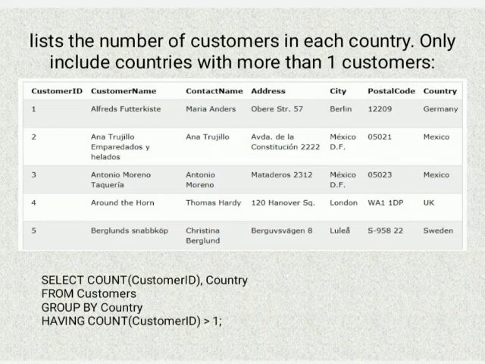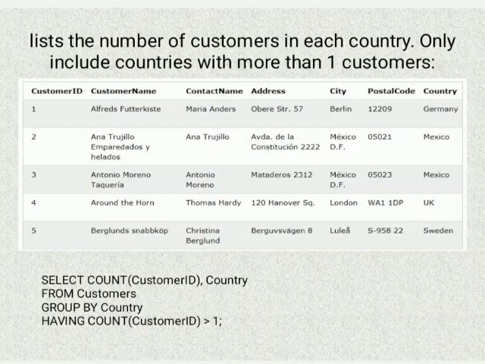For example, here we will just have a look at the country attribute, only the country attribute. In the country attribute, what do we have? Germany, Mexico, UK, Sweden. Germany, UK and Sweden are appearing only once. And what is required in our query? Our query says a condition is there on the group.